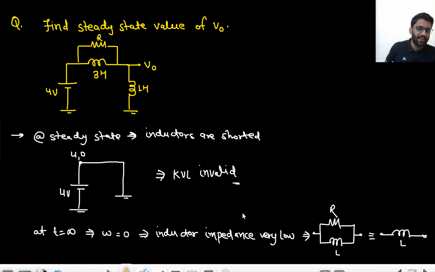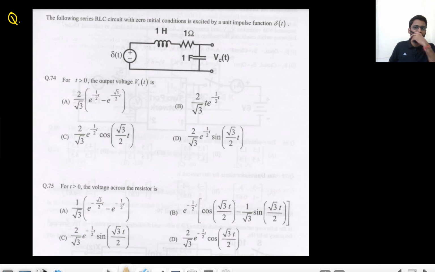Also, if KVL is getting invalid, this is how you will solve the problem that we have already seen, right? Let's move on to the next question. Now, this is a very good question, but we will be solving it with the options. If you want to calculate the complete answer, I have shown you the method, so you can get the complete answer.